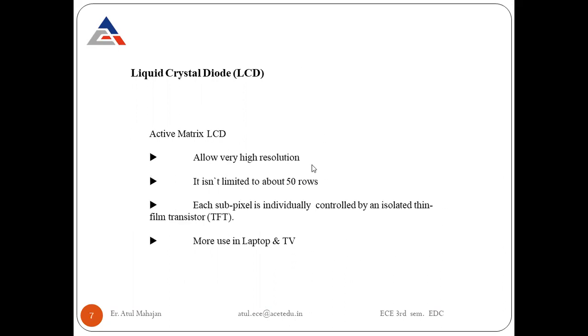Then the active matrix LCDs. They have a very high resolution, and are not limited to about 50 rows. They can be extended to about 100 rows also. Each subpixel is individually controlled by an isolated thin film transistor, that is TFT. Each subpixel is individually controlled by the TFT screens, more used in laptops and TV.